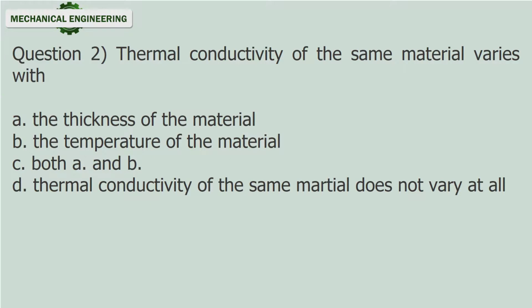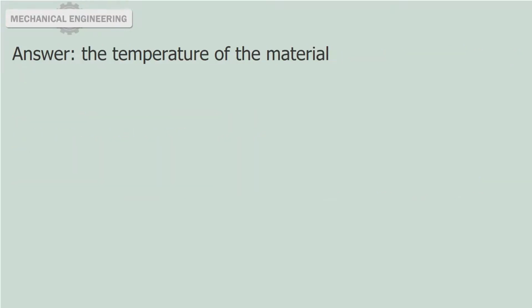Question 2. Thermal conductivity of the same material varies with A. The thickness of the material. B. The temperature of the material. C. Both A and B. D. Thermal conductivity of the same material does not vary at all. Answer: the temperature of the material.